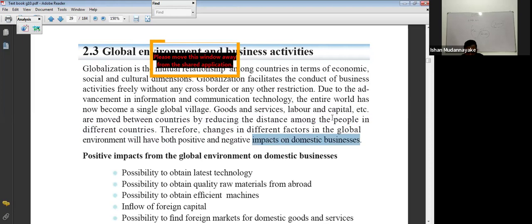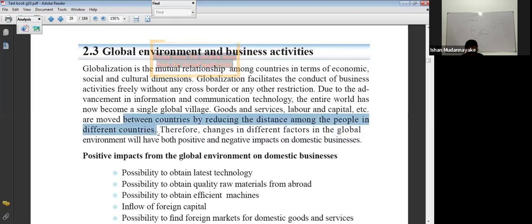Goods and services, labor, capital, those kinds of resources are moved between countries by reducing the distance among the people in different countries. By reducing the distance, we can exchange our goods and services. If you want to buy something from America, today you can order. If you want to sell something to Japan, today you can. The reason is globalization and the development of information and communication technology. The distance with other countries is decreasing.